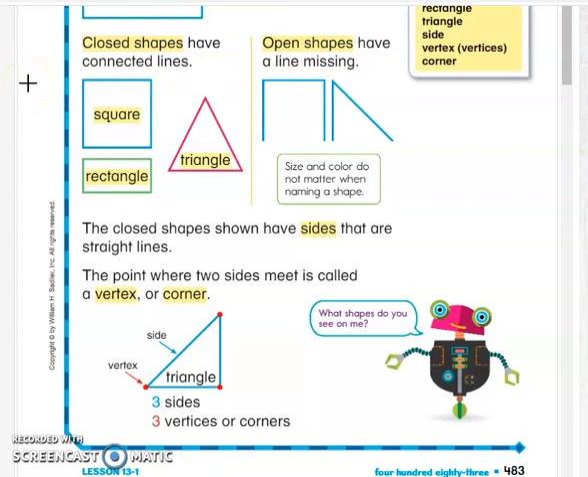So let's start with closed shapes. It says closed shapes have connected lines. All right, so this right here is a square. It has 4 sides that have equal lengths. That means each side, 1, 2, 3, 4, they're all the same length. I'm going to use my mouse. You can use your pencil to trace the square. So go ahead and start and trace around the square.